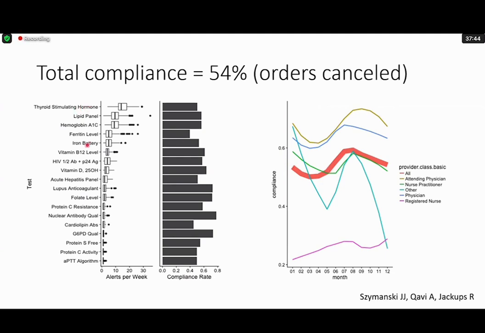So we looked at the different tests that we had put on this duplicate check. You can see there's variation in the compliance rate, compliance being that the provider canceled orders. But what I found really interesting, and we did publish this, was that the compliance rate differed by provider role. You could see the highest rate of listening to the recommendation came from attending physicians. Just below that, this says physician. These are residents and fellows. Then nurse practitioners in green, and then way at the bottom are registered nurses.